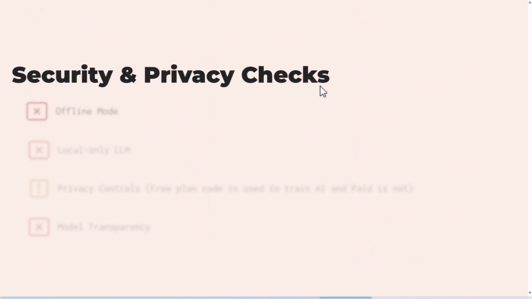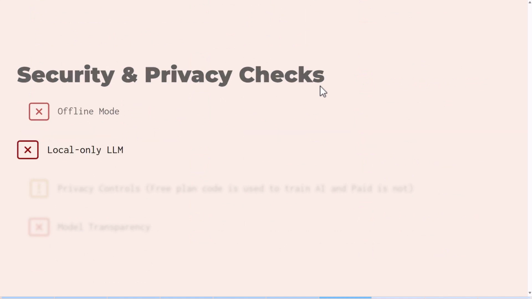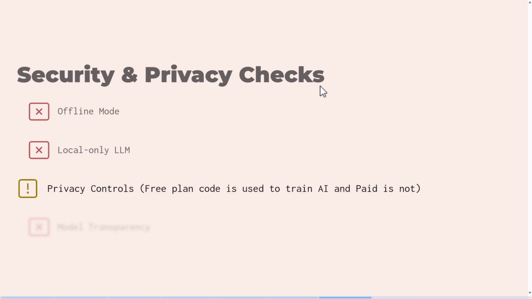Security and privacy checks. There is no offline mode. You can't use a local LLM. Same with Cursor actually. But I think this is the part that is even worse than Cursor AI. If you're using the free plan, your code will be used to train AI. It's not optional. There is no check button. Unlike Cursor, where we have a check button to say you can use my code or you can't use my code, nothing like that.